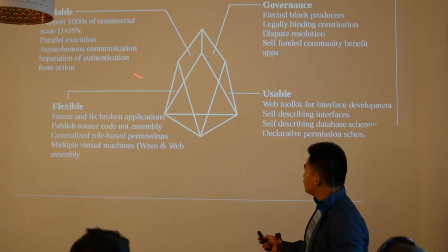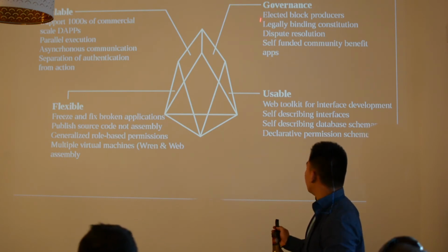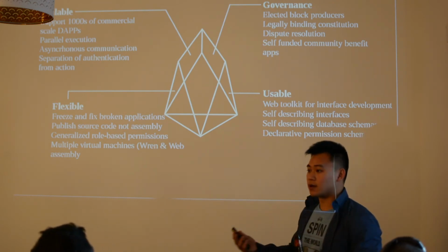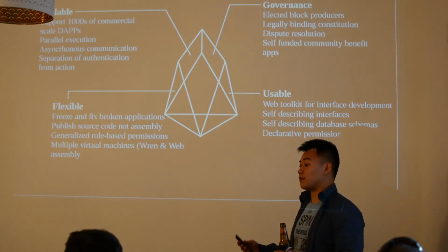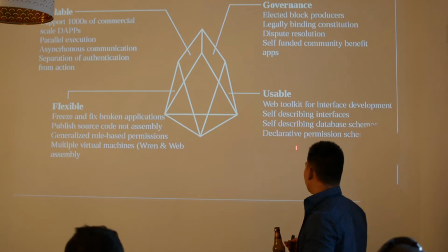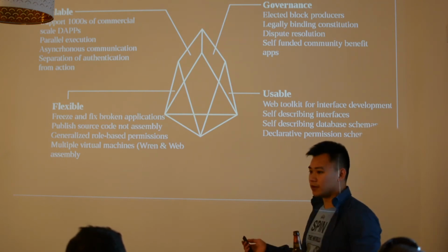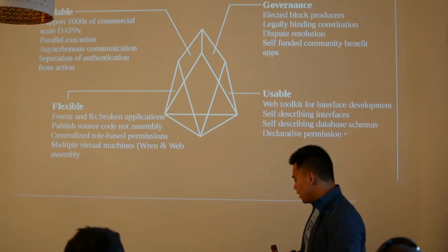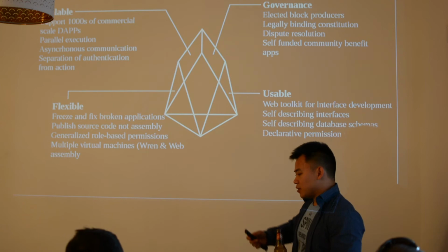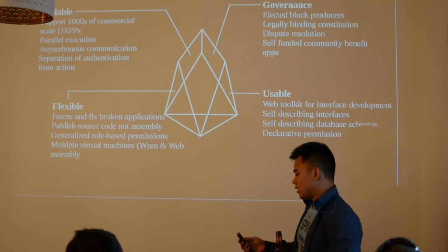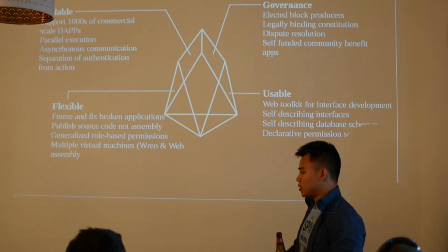So again, here are some of the features. It's scalable, it's flexible, you can fix your applications. It has governance, it has rules determining what behaviors are expected and what behaviors are punishable on the blockchain. And it's usable, whatever that means, it just means user-friendly. So, one of the most distinguishing features between EOS and Bitcoin and Ethereum is its governing structure. Why do we need governance?